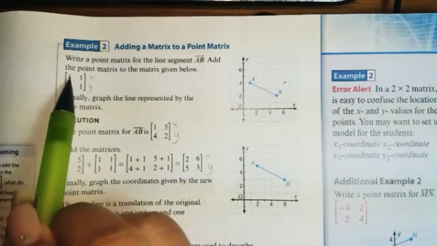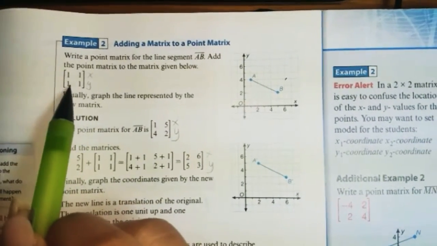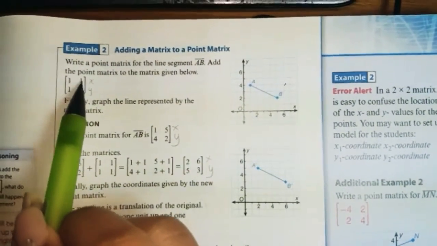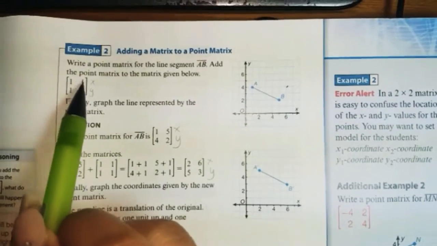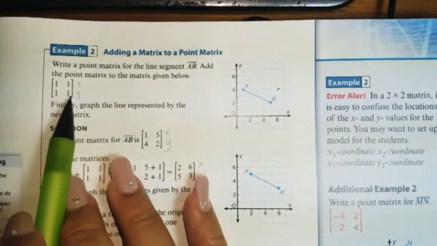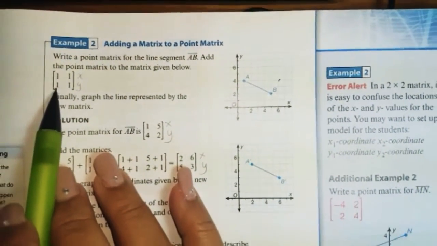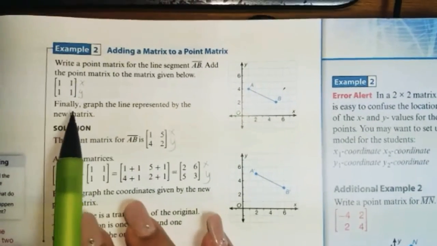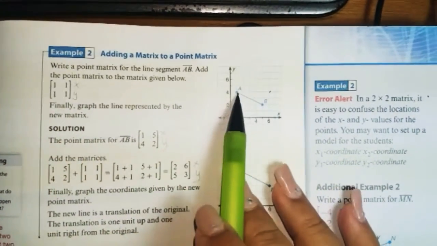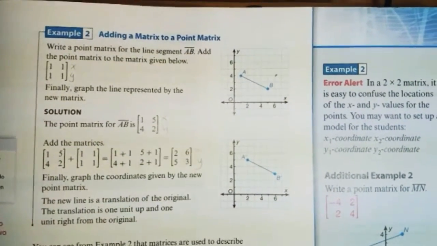X represents a horizontal movement and y represents a vertical movement. If the number that represents the horizontal movement is positive, then the movement is to the right. If the number that represents the vertical movement is positive, then the movement goes up. We have this graph and we have to apply this. All we have to do is add the matrices.